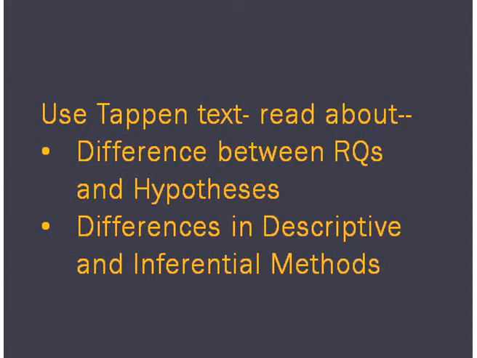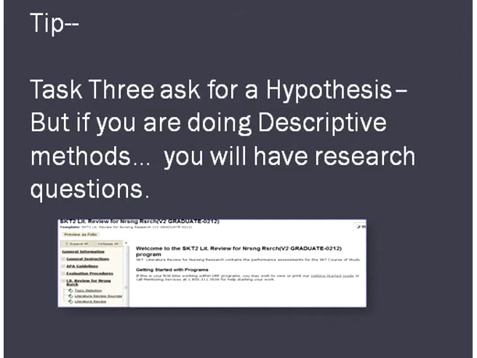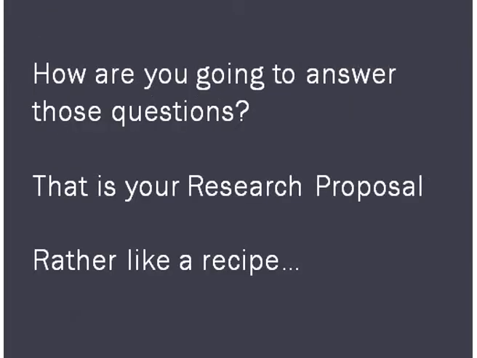There's just a brief statement in Tappan, but it helps you. And then look at all the chapters, starting with the descriptives chapter and the further chapters that follow that are more inferential. So a tip: in your tasks, task 3 asks you for a hypothesis, but really it should say hypothesis or research questions. And so when you get to that point, remember that you have either one or the other.